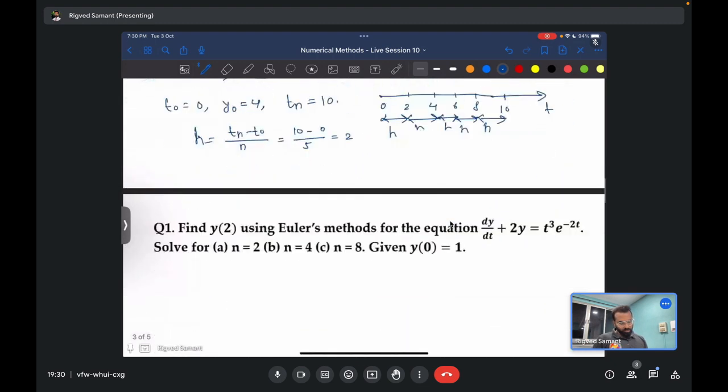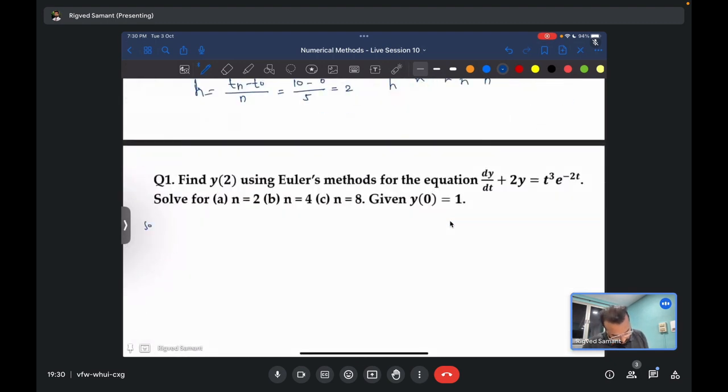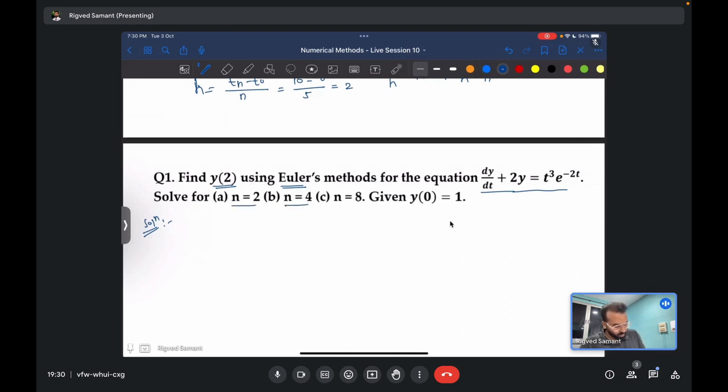So without further ado, let's solve this question. So this is your first question. Find y of 2 using Euler's method for the equation dy by dt plus 2y is equal to t cube into e raised to minus 2t. Solve for n is equal to 2, n is equal to 4, and n is equal to 8. I will show you n is equal to 2, n is equal to 4, and we will see n is equal to 8 from the Excel. You are given y0 is equal to 1.